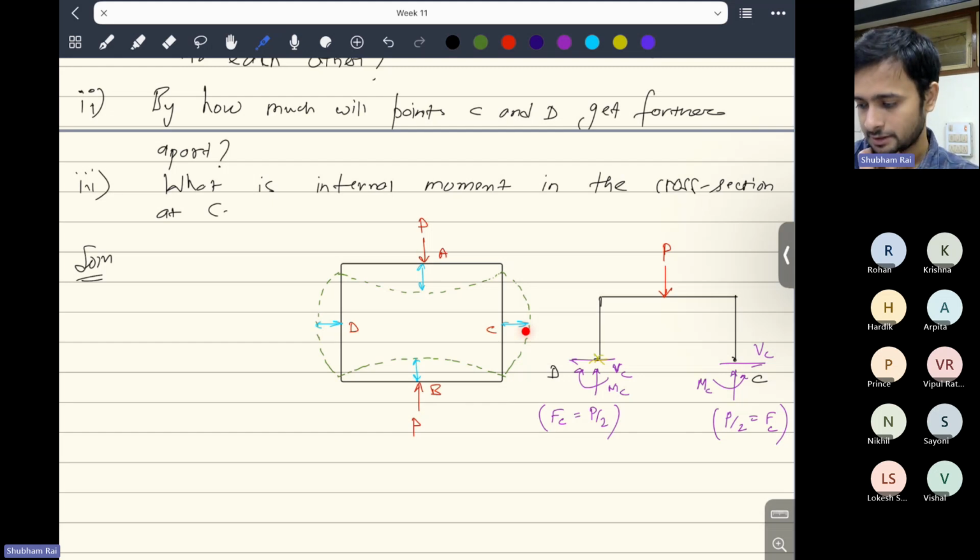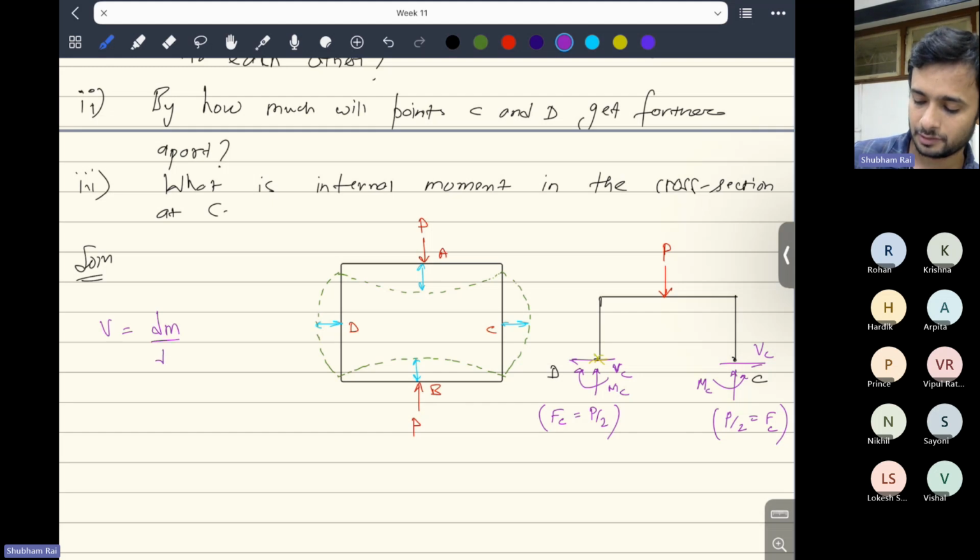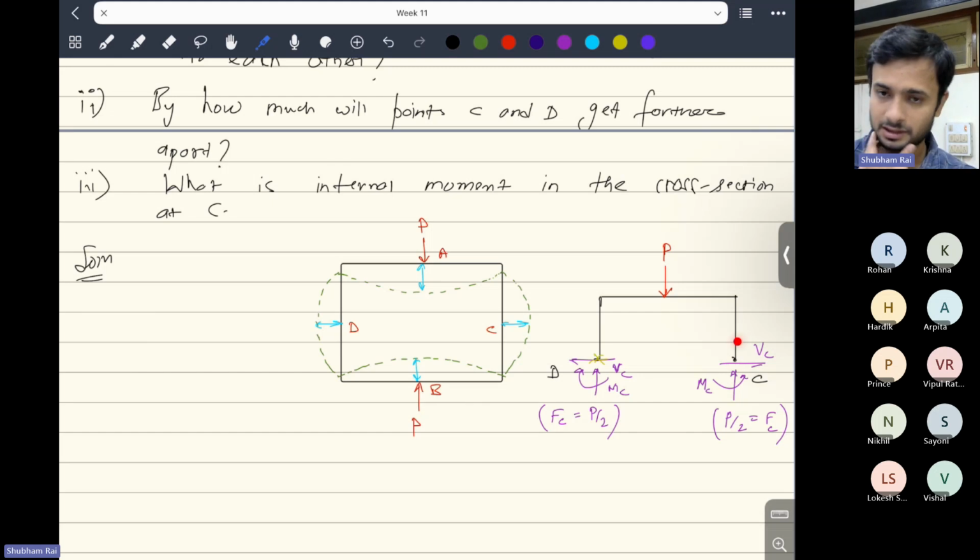Another way of looking at it is, let's try to find out the moment along this length. And you know this formula, in bending we derived that V is dM by dx. Sometimes it is written as minus dM by dx, but we can conclude from here that if there is no change in moment along a length, the shear force at that point will be 0. So let's see whether there is change in moment along this length or not.